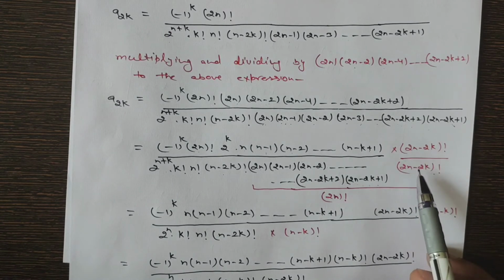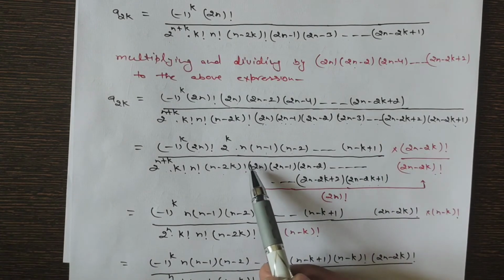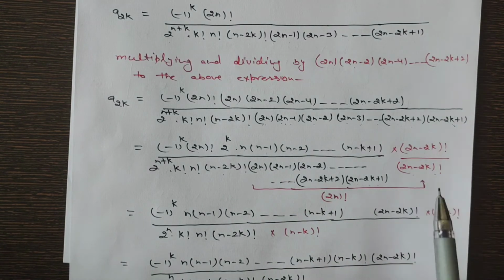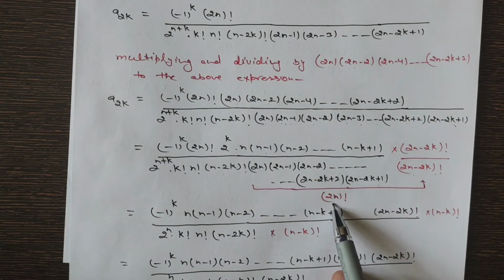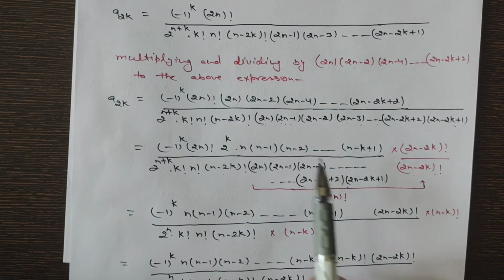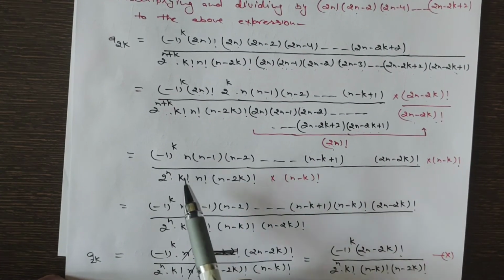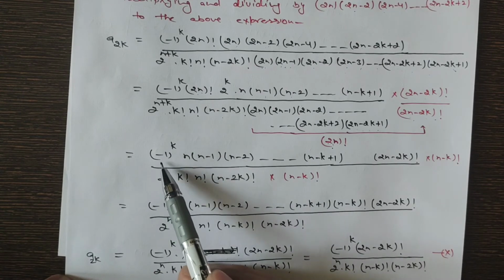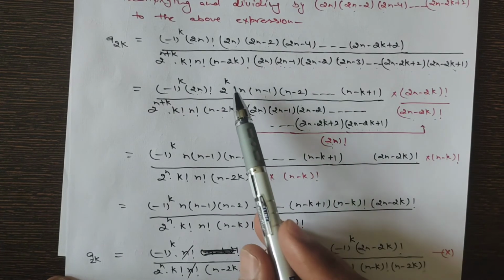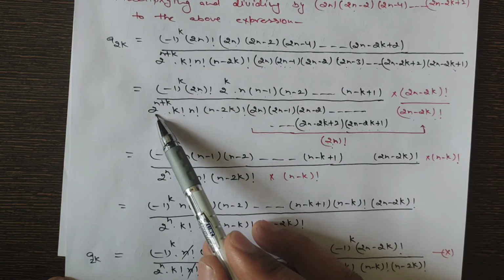In the next step we multiplied and divided this expression by 2n minus 2k factorial, so that in the denominator this entire term starting from 2n and ending at 2n minus 2k factorial can be read as 2n factorial. Clear? So this entire term is replaced by 2n factorial, and that 2n factorial can be cancelled out. So after simplification, a2k will be minus 1 raised to power k, this 2n factorial is cancelled, and in the denominator it is 2 raised to power n plus k, so 2 raised to power k can be cancelled from here.